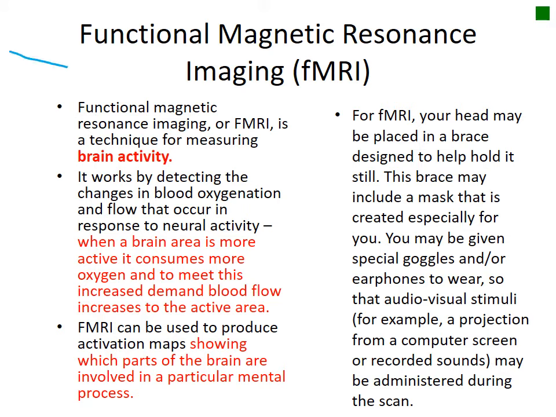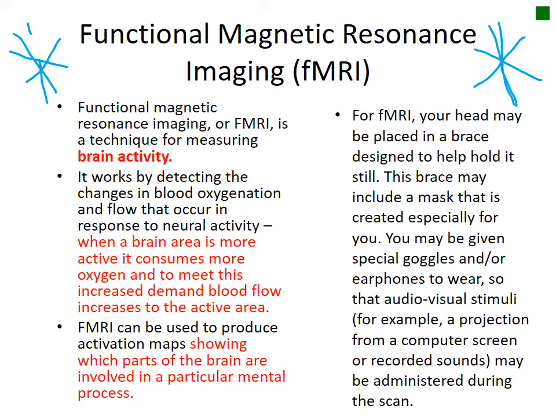You're more likely to get a question on functional MRI scans because they're like the updated versions of MRI scans, because functional MRI scans allow us to see brain activity. Now, these work by detecting changes in blood oxygenation and flow that occur in response to neural activity. So when a brain area is more active, it consumes more oxygen, and to meet this, there is an increased demand of blood flow to that active area.